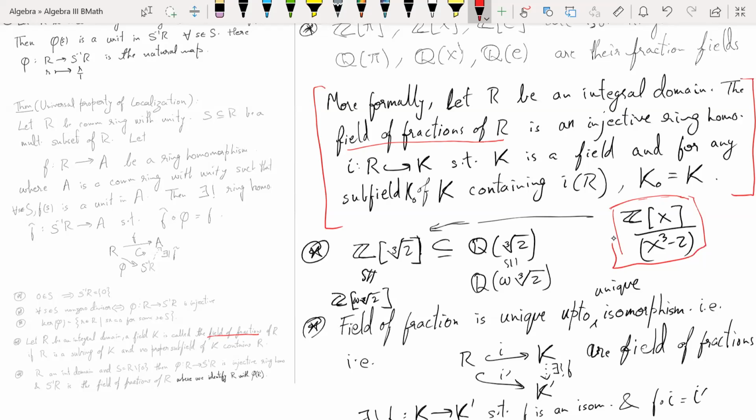Okay. But when we think of field of fractions, we do think of Q adjoin cube root of 2 as the field of fractions of Z adjoin cube root of 2, but not as the field of fractions of Z adjoin omega cube root of 2. But there is a subring which is isomorphic to this. So this was just the transcendental example.